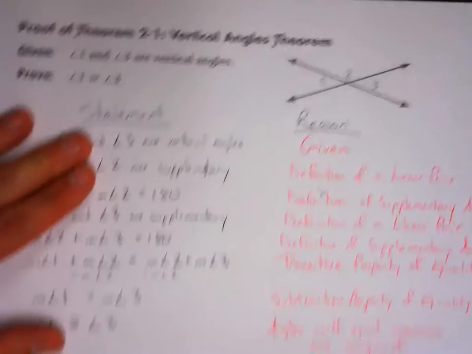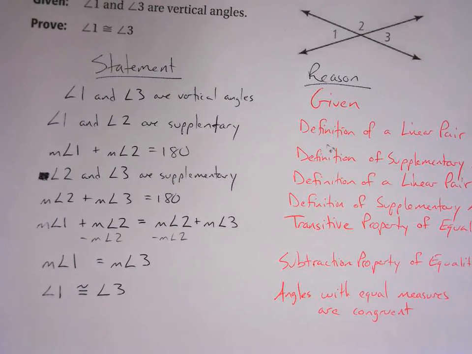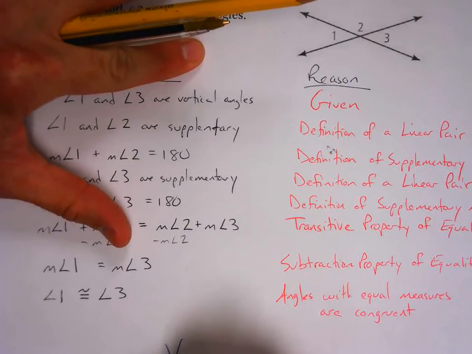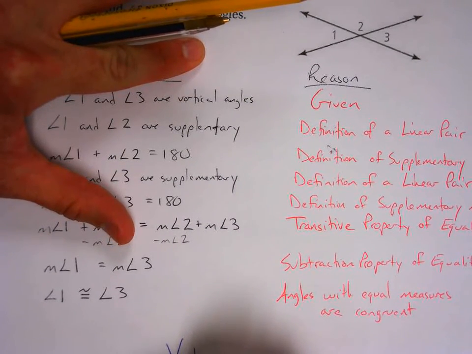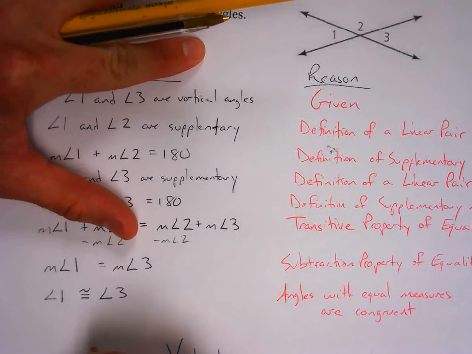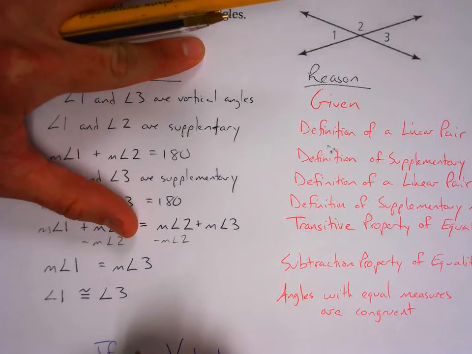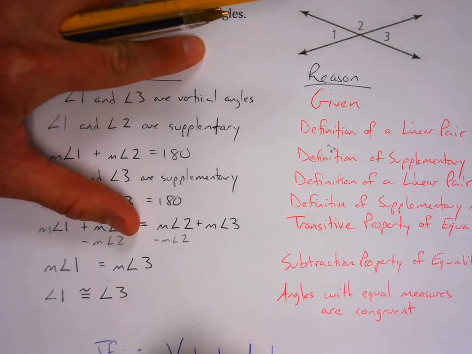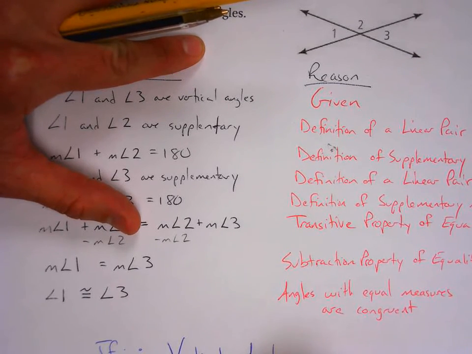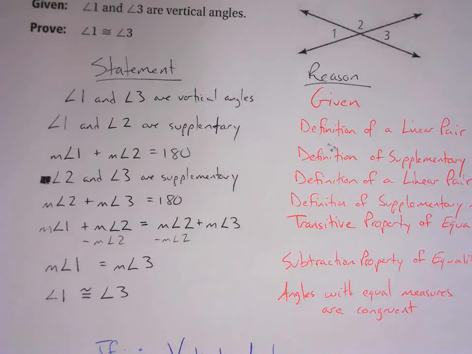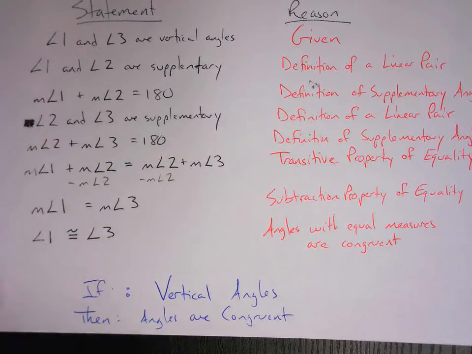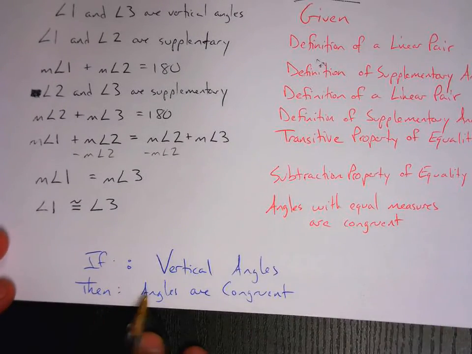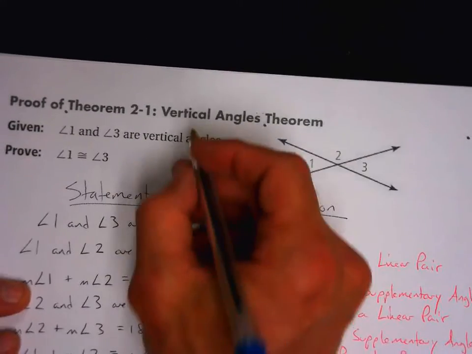So what we can now say is this. Here's what we have established. If we have vertical angles, then the angles are congruent. Okay, that's what we have established, and that is a theorem. So if we have vertical angles, then angles are congruent, and that is our vertical angles theorem.